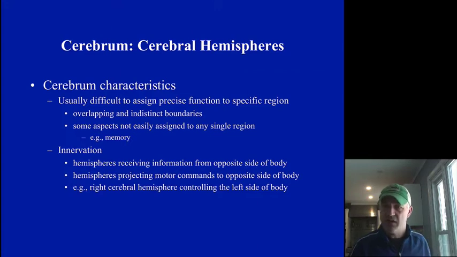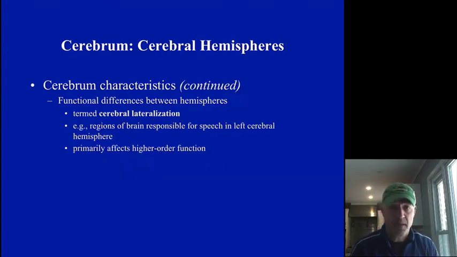The right side of the brain is controlling and getting sensory information from the left side of the body, and the vice versa is also true. There is a crossing over of all these tracts in the brain stem, in that medulla.